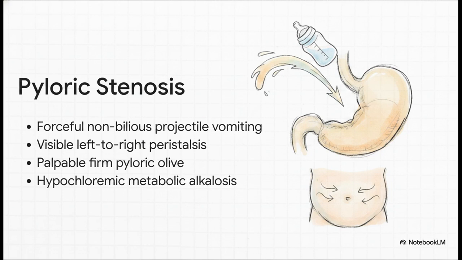In this condition, the hypertrophied pyloric circular muscle layer gets thicker and progressively narrows down the gastric outlet. What you get is this really forceful, non-bilious projectile vomiting right after a feed, and the infant remains noticeably hungry. On a physical exam, the hallmarks are visible left-right peristalsis and that palpable pyloric olive right in the upper abdomen. Also, because they are constantly losing all that gastric acid, it induces a classic hypochloremic, hypokalemic metabolic alkalosis. Board examiners absolutely love to test that specific lab finding, so keep it in mind.